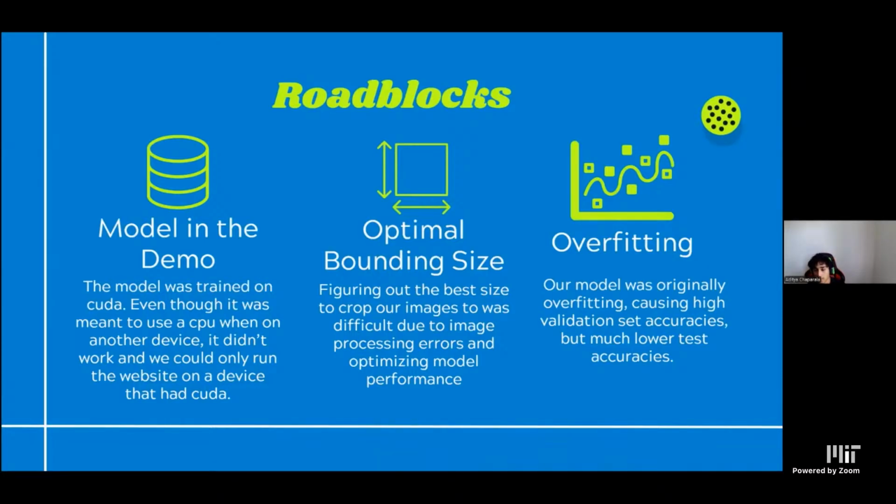Another roadblock we encountered was figuring out the best size to crop our images. This was difficult due to some image processing errors, but this is also very important to optimize model performance. Our third roadblock was basically the accuracy of our model. Sometimes it would be too accurate and overfit the training data, which caused high validation set accuracies, but very, very low test accuracies.